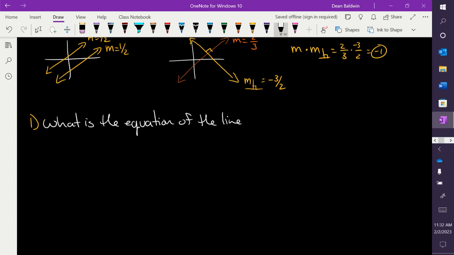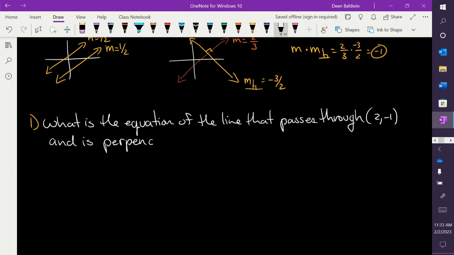What's the equation of a line that passes through the point 2, -1, and is perpendicular to the line 2x minus 3y minus 5 is equal to 0? Written in standard form just because that's a nice thing to do.